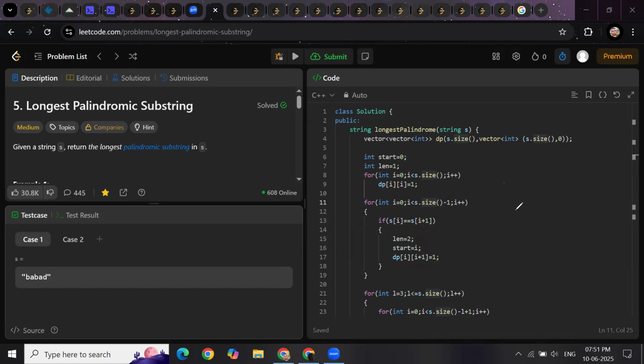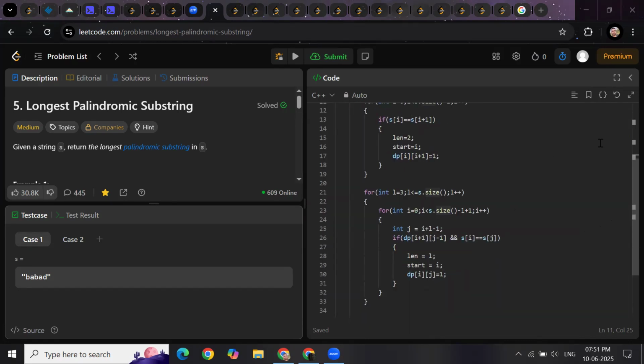Now after that I have started a general loop starting with length 3 and going till the length of the string. And inside that I have run a loop for the starting position of the substring. Okay, so if I'm starting with i and the length is L, then that will end at j, which will be i plus L minus 1. So I will get the ending index of the substring.